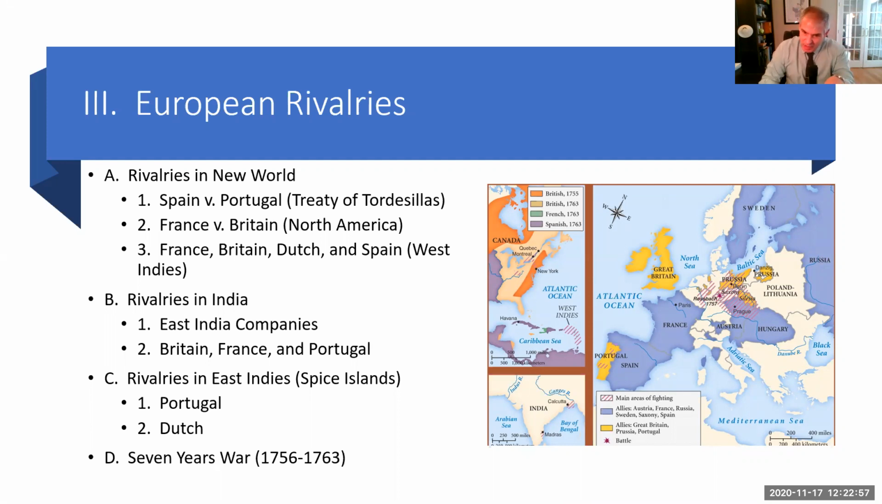In India, meanwhile, there are these companies called East India companies. The British have an East India Company, the French have an East India Company, the Dutch have an East India Company. And these East India companies, to make a long story short, were given the monopoly or the sole authority to conduct business in India for their respective nation. So this creates a competition between the British, the French, and the Portuguese.